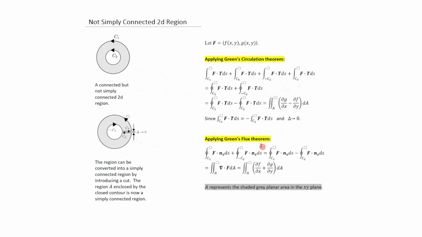For the Green's flux theorem, it's identical. Instead of dealing with T ds, we're dealing with the normal, N ds. So effectively, you end up with a similar sort of relationship. Here we had C1 and a minus C2. We have a C1 and a minus C2 here. And this now is the flux, whereas here this was circulation. Again, A represents a shaded gray planar area in the XY plane.